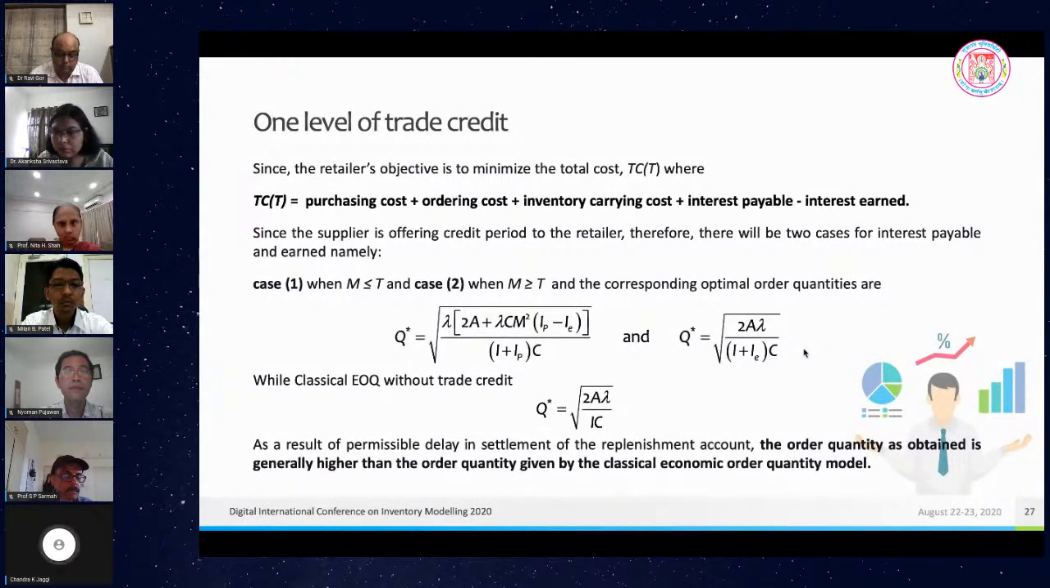Now, for this one level trade credit, suppose M days are offered by the supplier to the retailer. Then there could be two possible cases: M could be less than T or M could be greater than T. Under this, we try to find out Q star and the classical Q star. Here you see that the buyer is likely to order more. This order quantity is generally higher than the quantity given by the classical EOQ, because he never realized it, but he used it and tried to order more and use this one level of trade credit.